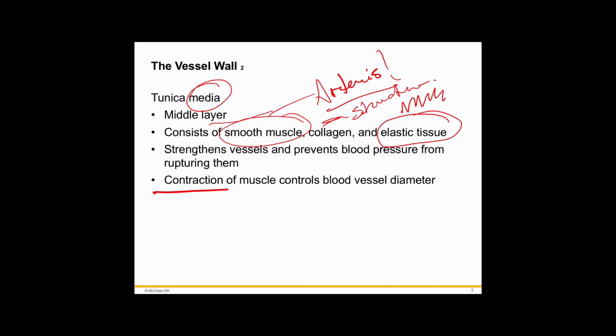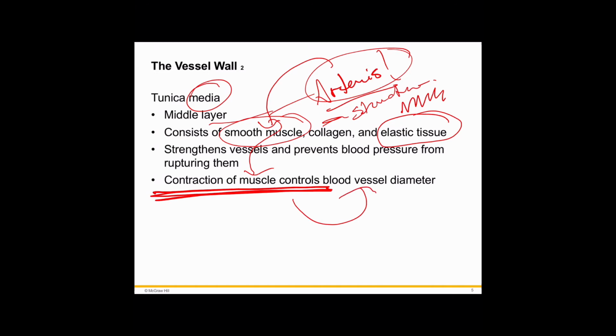And then, of course, especially in arteries, the reason they have so much smooth muscle is so it can control the blood vessel diameter, and that's going to help you do things like control blood pressure or control bleeds, right? All that good stuff.